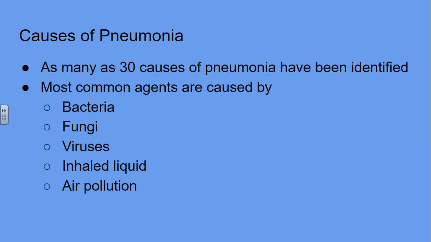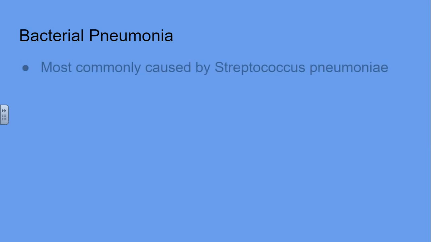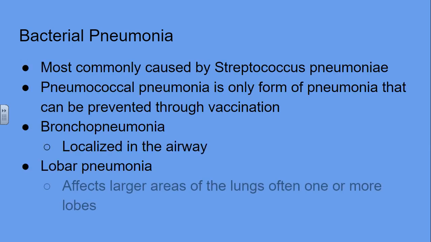As many as 30 causes of pneumonia have been identified. The most common agents are bacteria, fungi, viruses, inhaled liquids, or air pollution. Let's talk a little bit about some of those. Bacterial pneumonia is most commonly caused by Streptococcus pneumoniae. Pneumococcal pneumonia is the only form of pneumonia that can be prevented through vaccinations. So it's the only one that you can get a vaccine for.